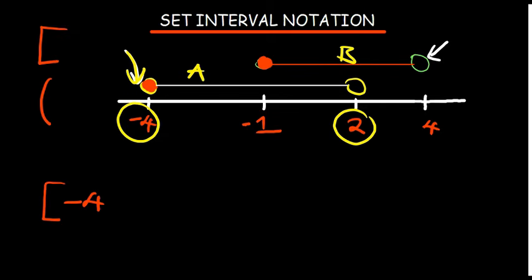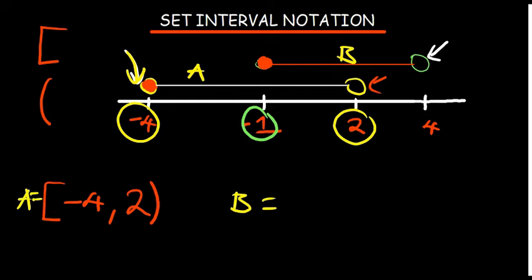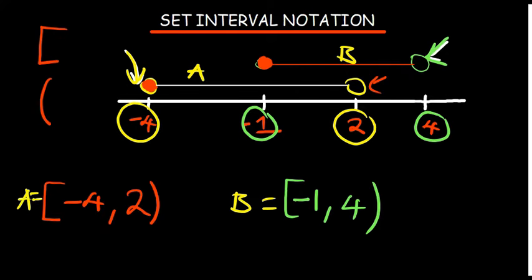All the way up to 2. Now, are we shading 2? 2 is not shaded. So what kind of bracket are we going to use? We'll use a curved bracket. This is our set A. Now our set B is moving from -1 all the way up to 4. -1 will be shaded because of what we're able to see, and 4 is not shaded, so we'll use a curved bracket.